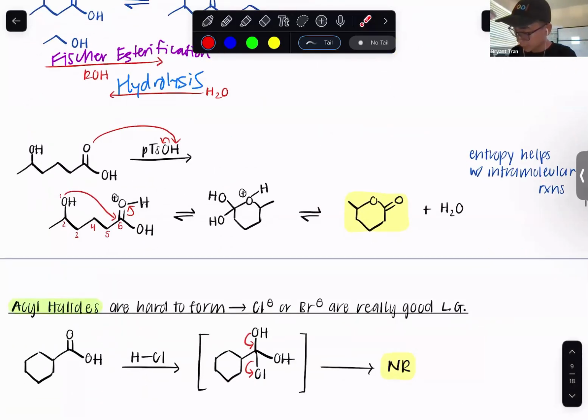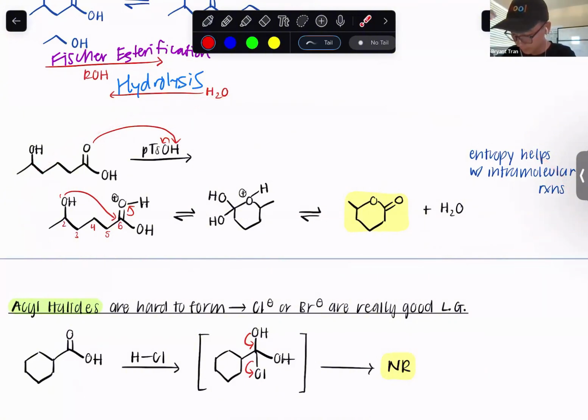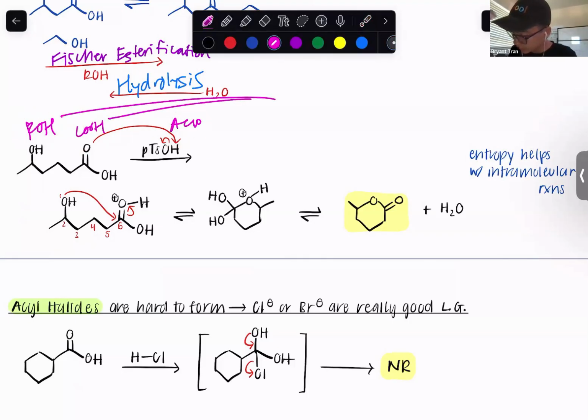Okay, now here's the intramolecular example. Let's say we have a carboxylic acid and alcohol, and then acidic conditions. 3 ingredients for Fischer esterification.